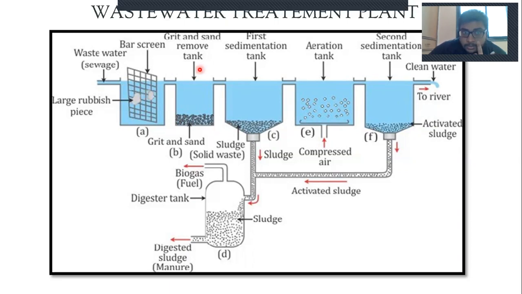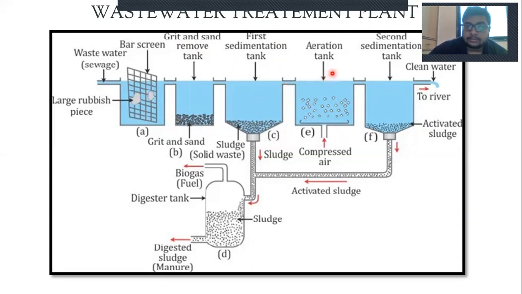After it's filtered out, there is a grit and sand removal tank. Here the grit and sand is removed by sedimentation and decantation also. Then there's this first sedimentation tank. This is a big tank, and the residue that is left below is sludge, that is a solid waste. We'll come back over here later. First, we'll complete this process.